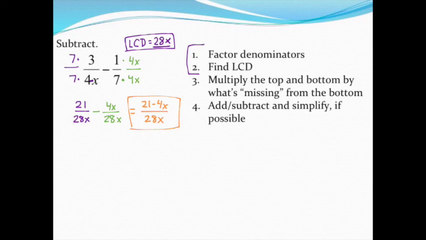We'd always try to simplify it if we could. Because the numerator cannot be factored, there's no greatest common factor up there, there's nothing to be simplified. So that, after all that work, is going to be my answer for these two fractions added together. Or subtracted, I suppose.